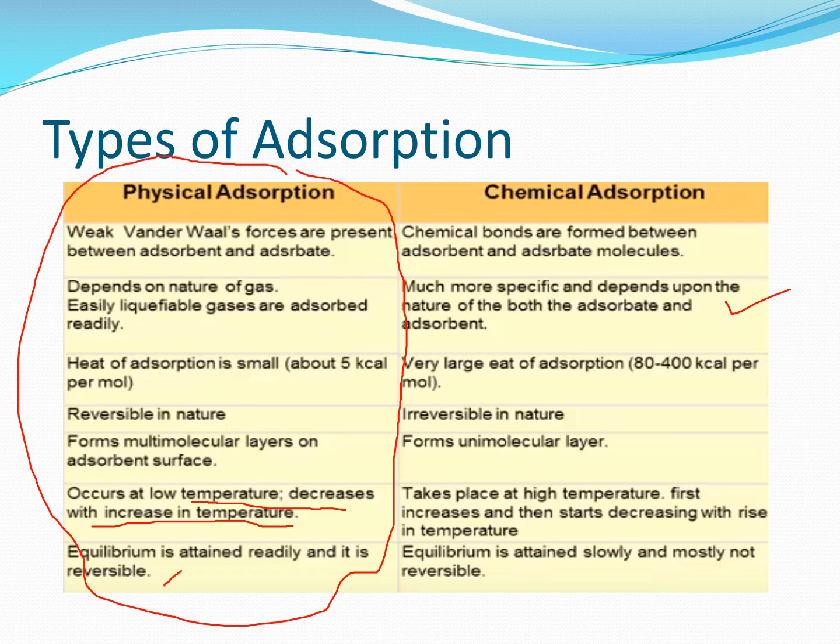So very large heat of adsorption is released in this case, irreversible in nature, forms a unimolecular layer, takes place at high temperature, first increases and then starts decreasing with rise in temperature. So of course the adsorption rate will first be increasing because the surface will be empty, and as all the surface is covered with the adsorbate, the adsorption rate will start decreasing. So equilibrium is attained slowly and is basically not reversible.